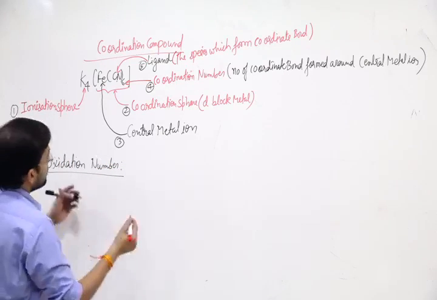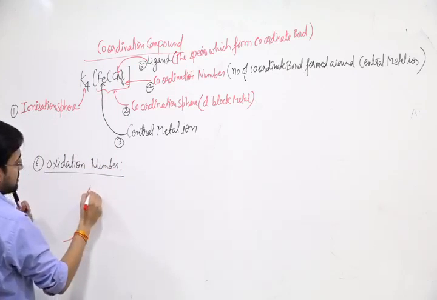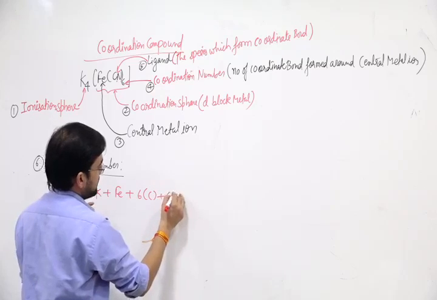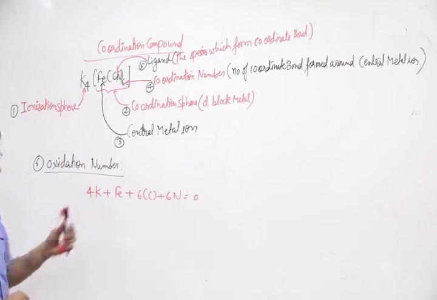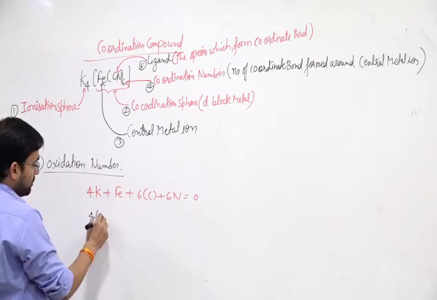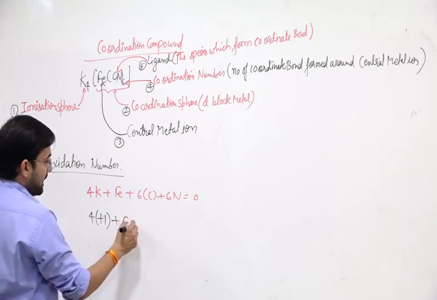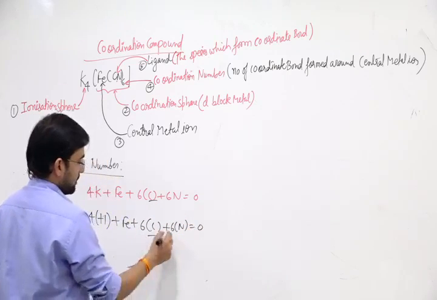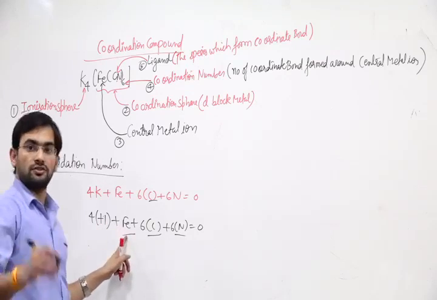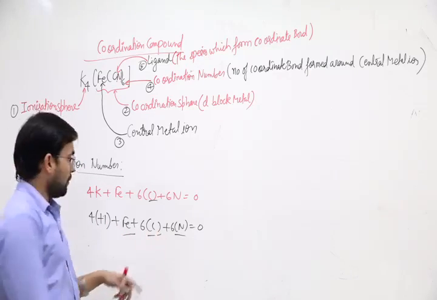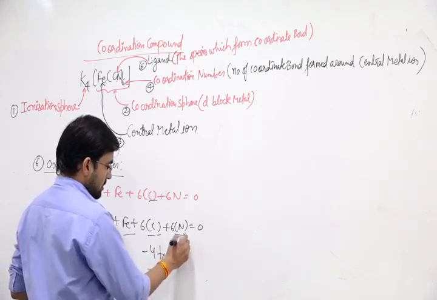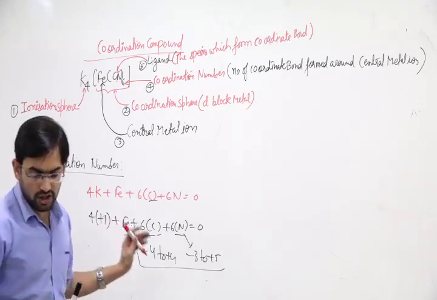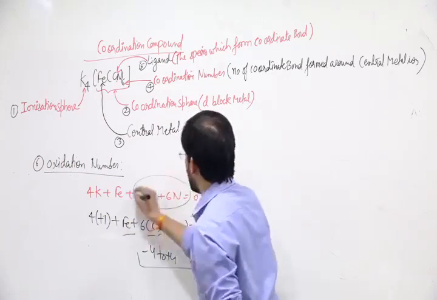Okay, so how do I solve this? We take this compound, we keep it like this: 4K plus Fe plus 6C plus 6N equals 0. Understand? Then K I know, plus 1. Fe I don't know, C I don't know, N I don't know. Fe would be plus 2, plus 3, plus 1, plus 0. Carbon minus 4 to plus 4. Nitrogen minus 3 to plus 5. They are having range. So in order to calculate the oxidation number here, we don't break carbon and nitrogen.